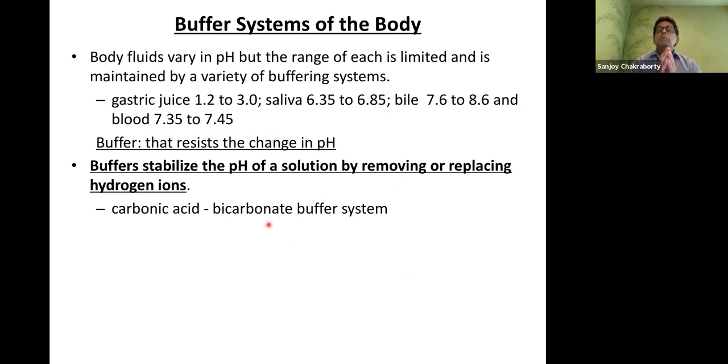So there are different types of buffering systems. The one I want you to know right now is called the carbonic acid bicarbonate buffer system. They can maintain a pH steadily by either removing or adding hydrogen ions. So the definition is that buffer is a substance that can resist the change in pH.